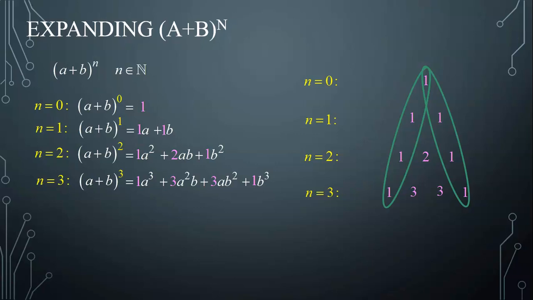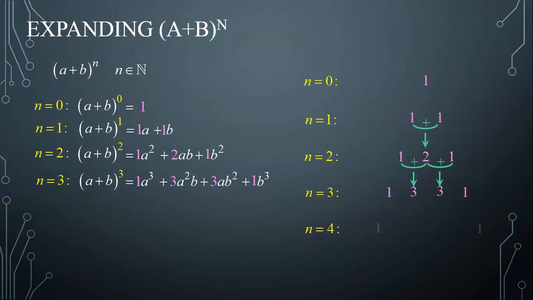As for the coefficients in the middle, I first notice that 1 plus 1 is 2, then 1 plus 2 is 3, and 2 plus 1 gives 3 as well. And if I continue with that pattern for n equals 4, the first and last coefficient should be 1, and in the middle, I add 1 and 3 to give a 4 for the second coefficient, then 3 plus 3 to give a 6, and 3 plus 1 to give 4.